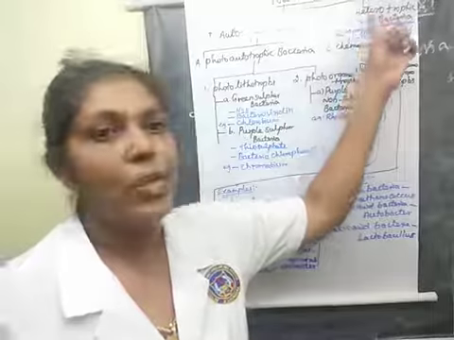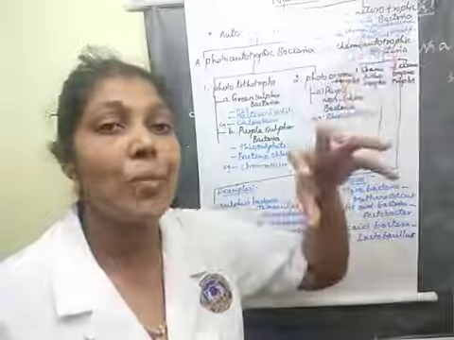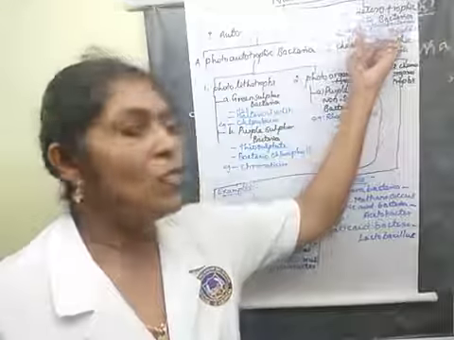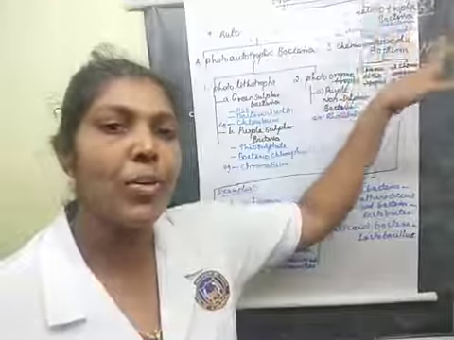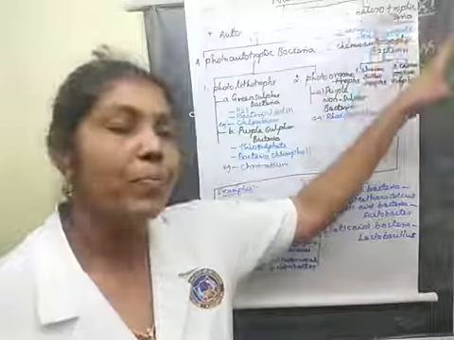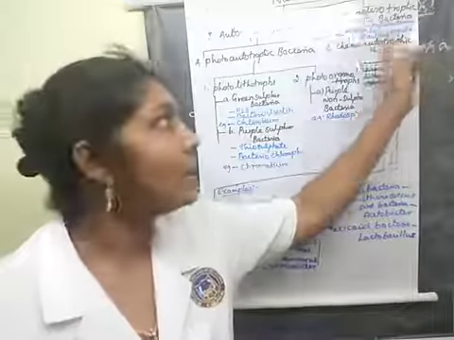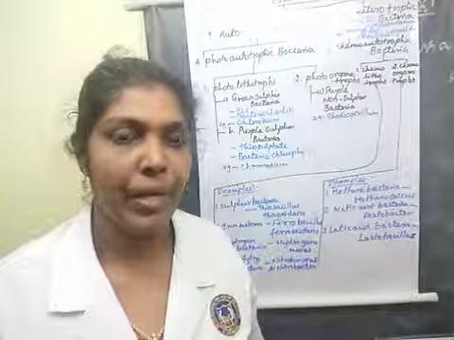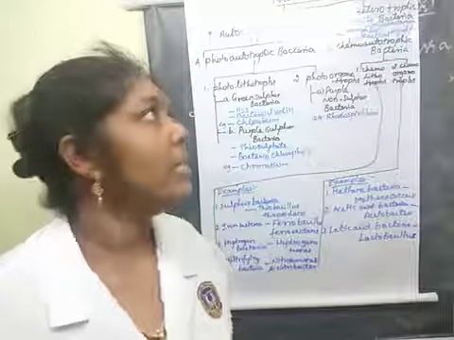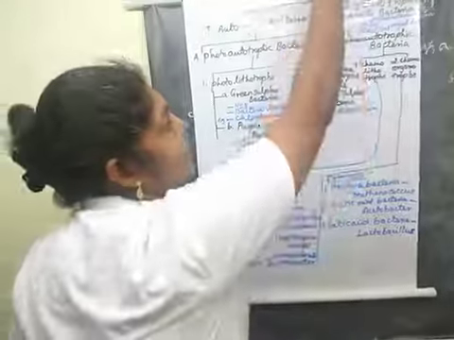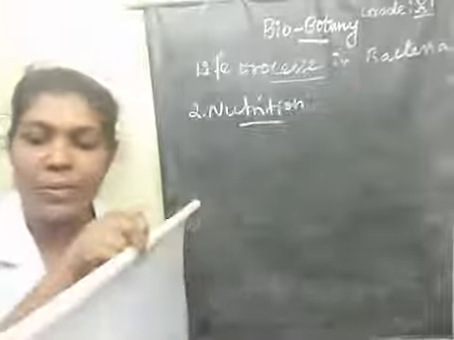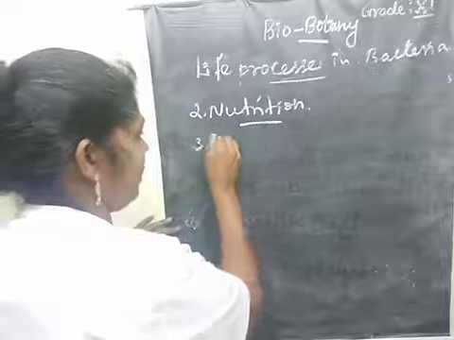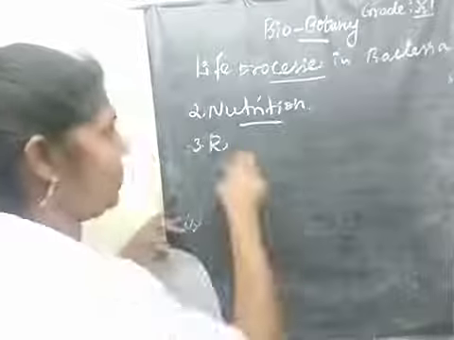So these are the heterotrophic bacteria. Sometimes they will ask a 2-mark question: write a note on heterotrophic bacteria. Then you have to write the types mentioned in the heterotrophic mode of nutrition, as well as the bacterial species names. Clear, children? Say yes or no? Yes. Next, the life processes in bacteria. The third one is reproduction.